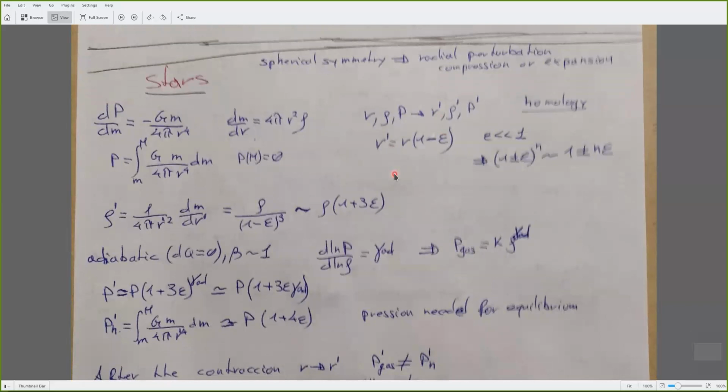Now let's see what happens to the stars, numerical stability. Considering spherical symmetry, this means that we have just a radial perturbation, compression and expansion. Not other. It can be something different, but now we just consider this kind.